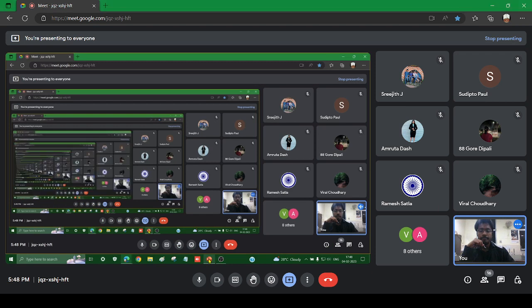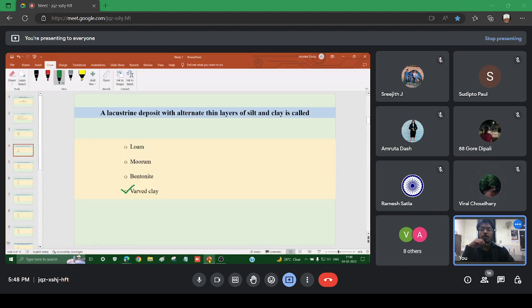Clear? Yes, sir. Okay, so a lacustrine deposit with alternate thin layers of silt and clay is called warped clay. Whenever you see alternate thin layers of silt and clay, it has only one answer, it's warped clay. Now going to the next question.